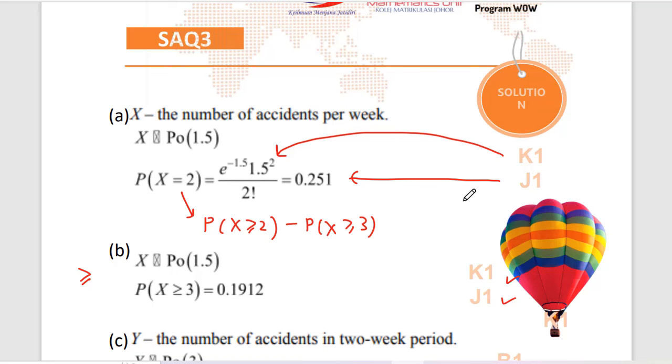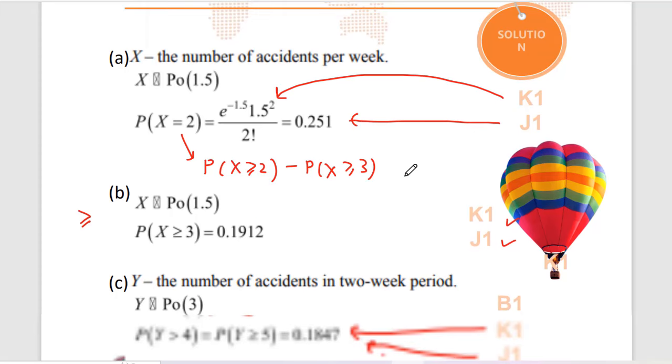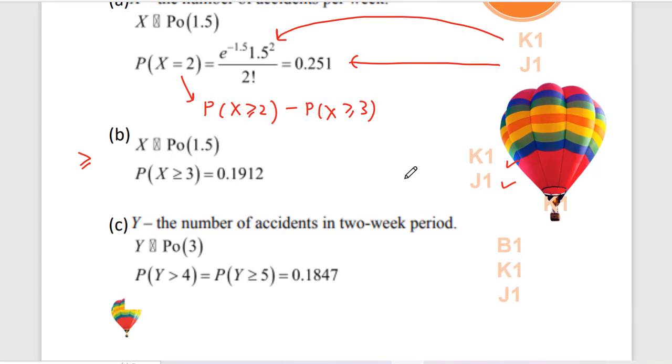Okay, and then for part C, find the probability there are more than 4 accidents in a 2-week period. So, here we need to define a new variable. Let Y be the number of accidents in a 2-week period. So, it means lambda must be multiplied by 2. So, here we get lambda equals 3. So, you will get B1.